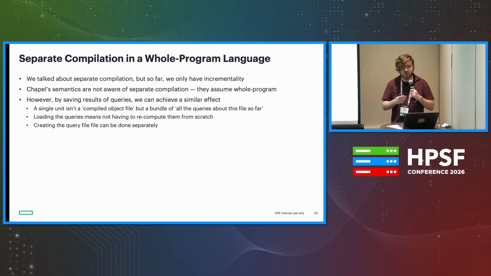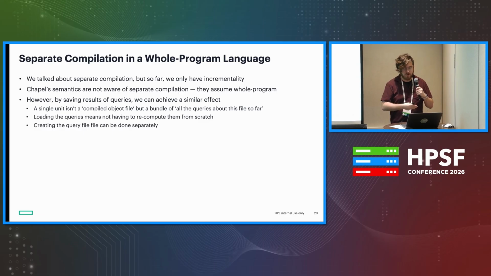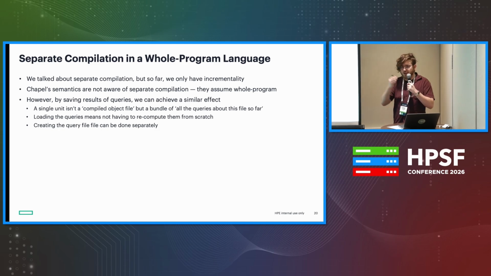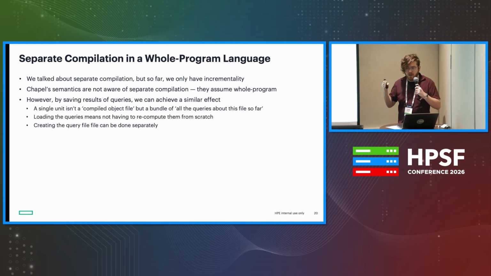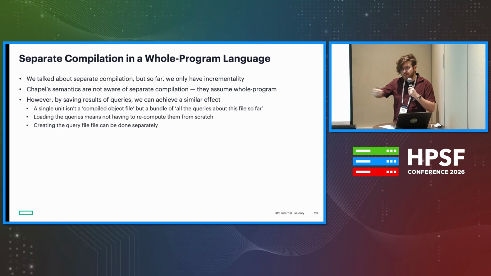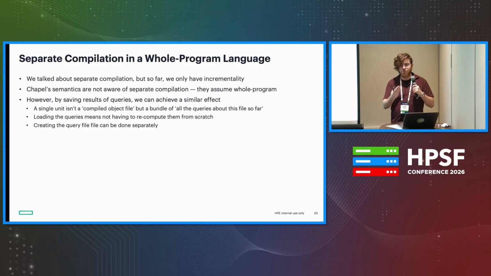But what you can do is save results of these queries into a file, say, or into some kind of database. And then when you're doing this final compilation, just read that database. And since you can compute the individual queries separately, you have something like separate compilation. So we've experimented with this somewhat, in particular for parsing, and our final goal is to get this to work with type resolution as well, which is the slowest part of compiling a Chapel program. As far as I believe, it's the slowest part of compiling a Chapel program.